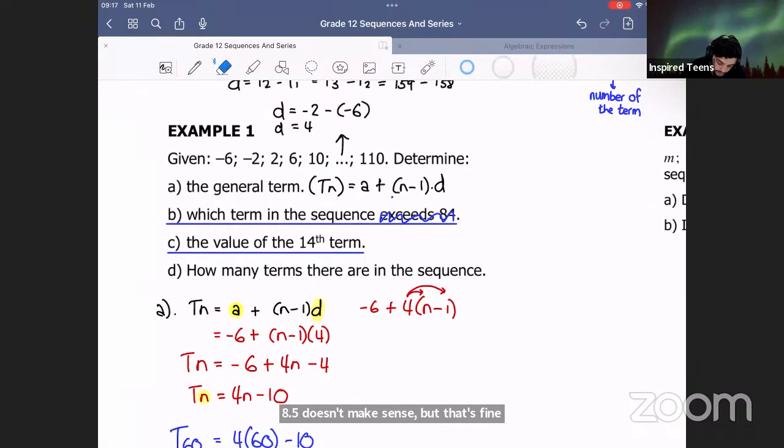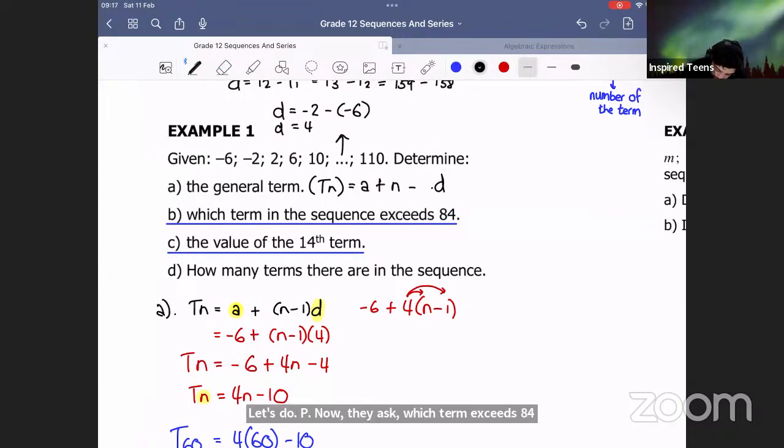Let's do B now. They ask which term exceeds 84. So the word exceeds means which term is greater than 84.